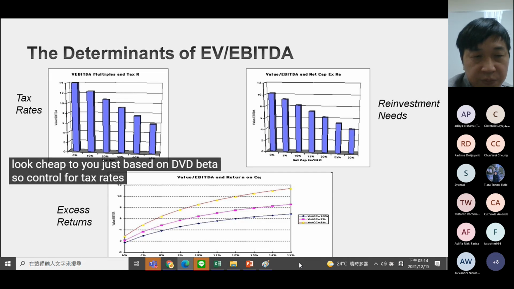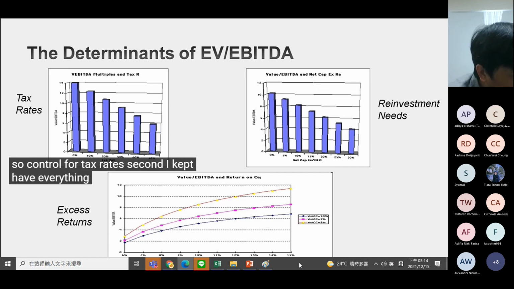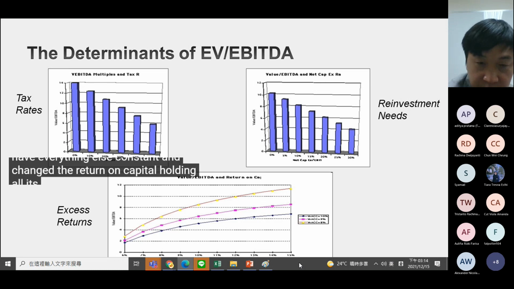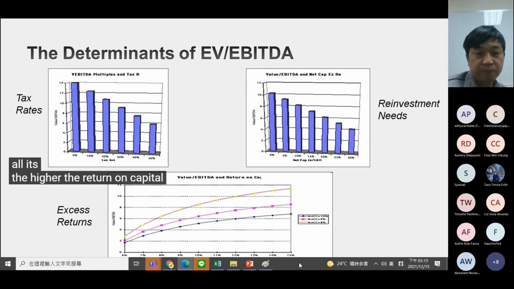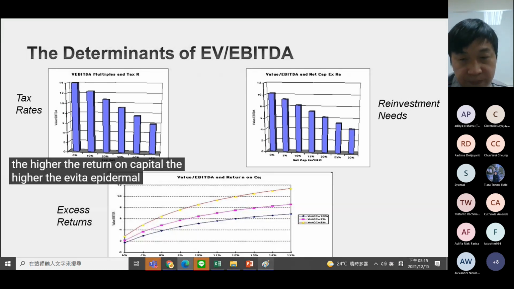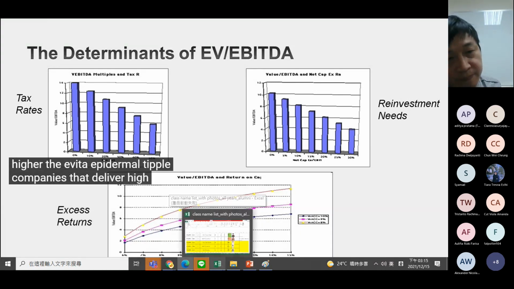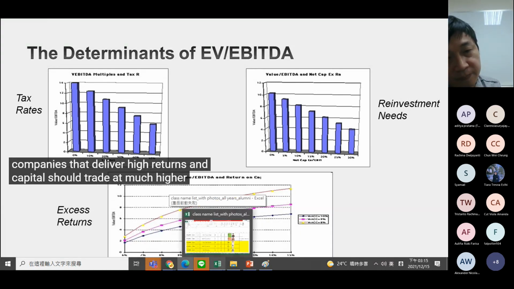It's a control for tax rates. Second, I kept everything else constant and changed the return on capital. Holding all else constant, the higher the return on capital, the higher the EV to EBITDA multiple. Companies that deliver high returns on capital should trade at much higher multiples of EBITDA.